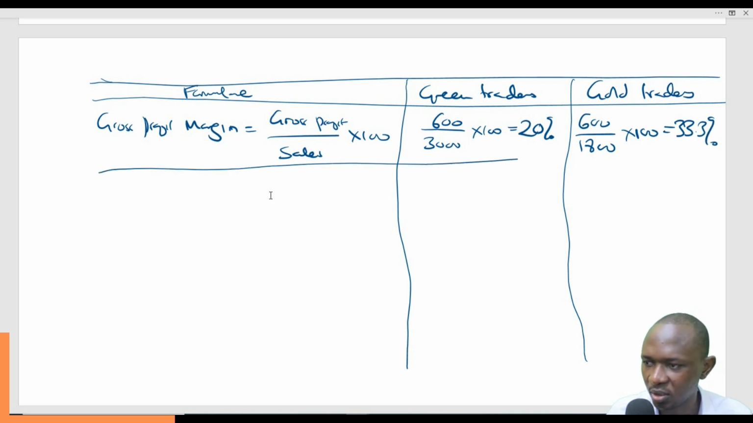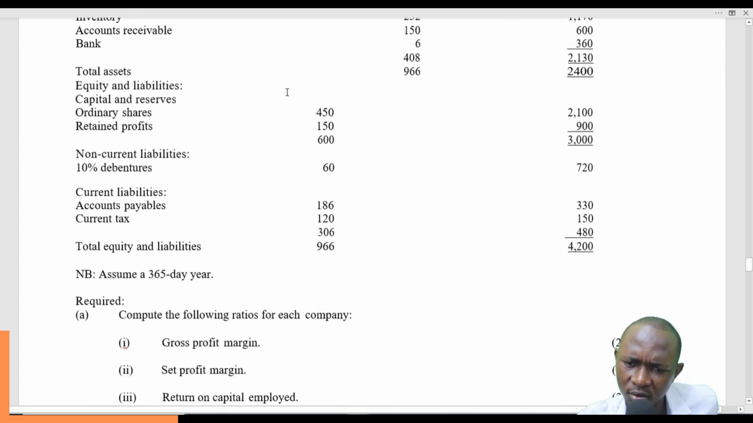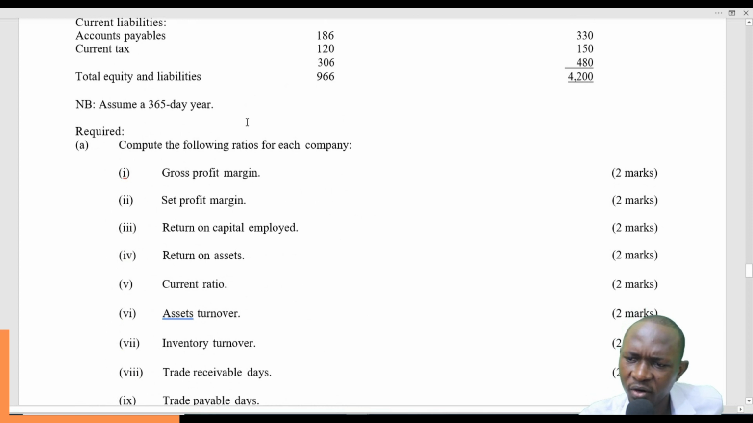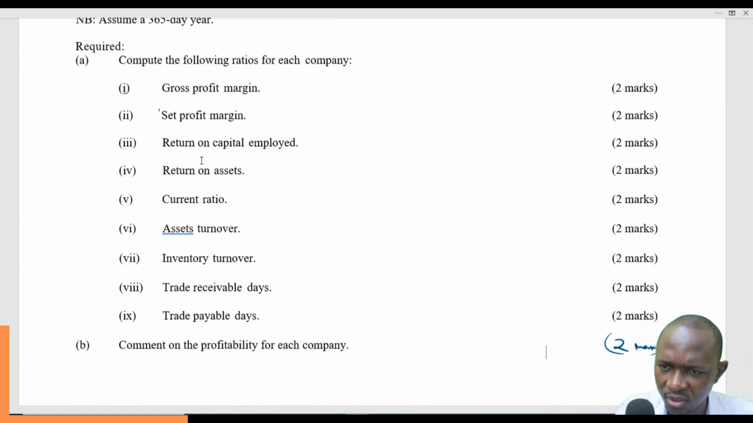So we close, unless they wanted us to interpret. Let's just look at the question. Required to compute the following ratios for each of the companies. So we are only required to compute. We have computed. That is 2 marks, 1 mark, 1 mark. Then the net profit margin.